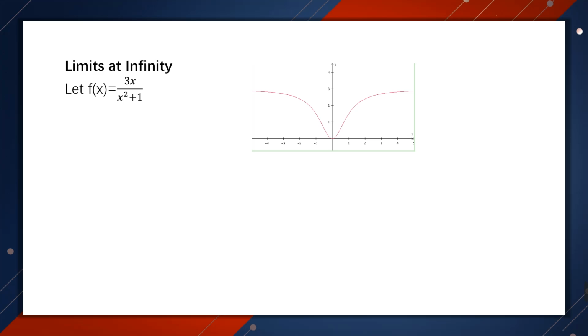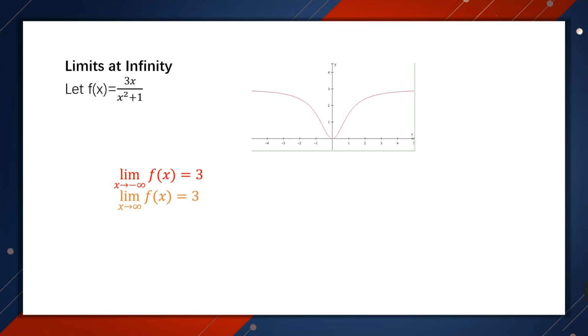So here is an example. If f of x is 3x over x squared plus 1, we could draw this graph. In this graph, we could see that when x approaches negative infinity, the limit of f of x equals 3, because there is a horizontal asymptote at y equals 3. So the final result is 3.